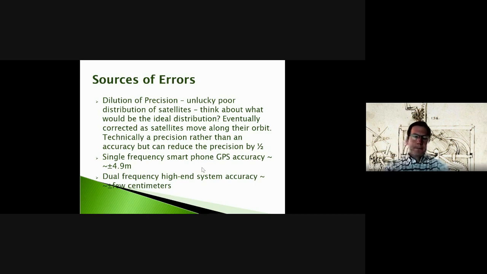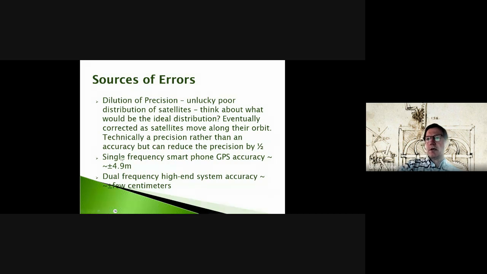So a good GPS receiver can calculate this. It knows where the satellites are from its ephemerides information, and so can recognize when the satellites are poorly aligned. But eventually that gets corrected as the satellites continue to move along their orbits and you get a better distribution of the satellite positions.